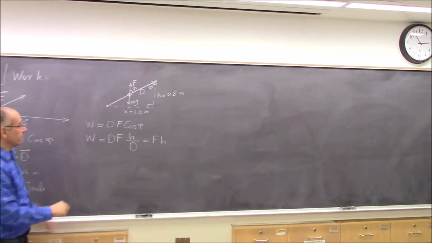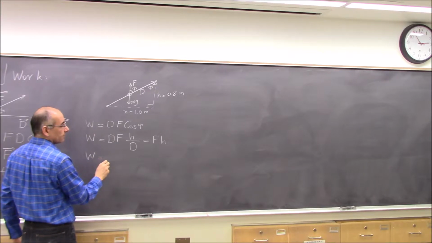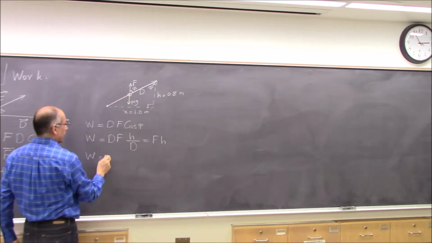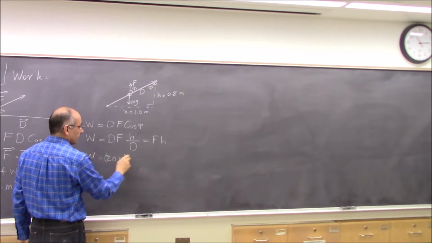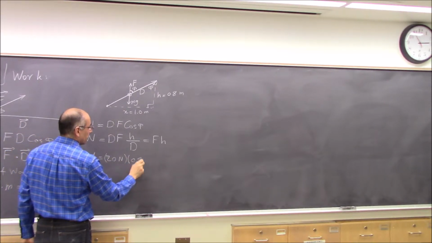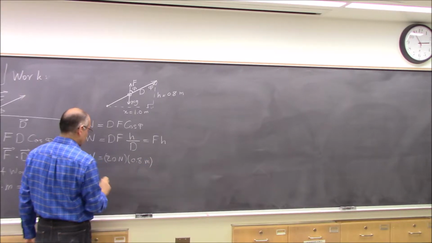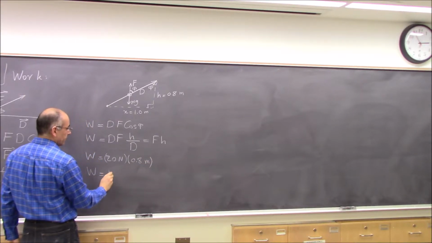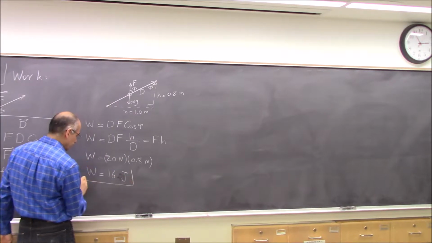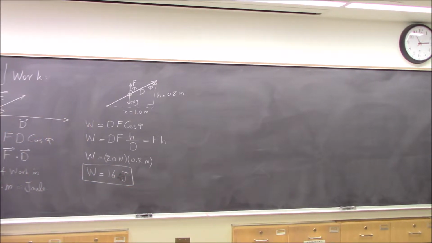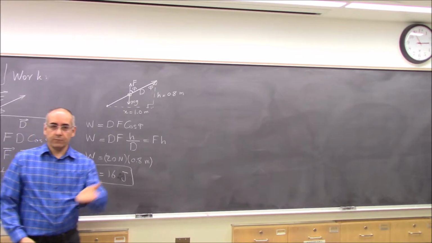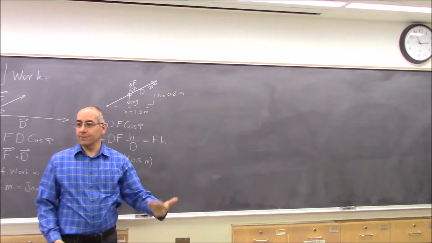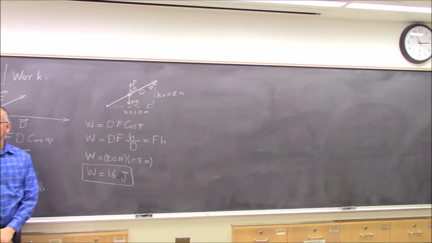How much was f? In order to hold this, I have to apply 20 Newton, times h, which is 0.8 meter. So the work that I do has to be 16 joules, Newton meter. So you see the work doesn't change. Isn't it odd? Going directly upward or going this way, if you go the same height, the work doesn't change.